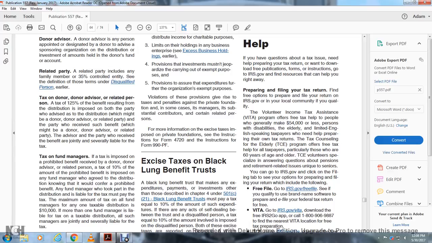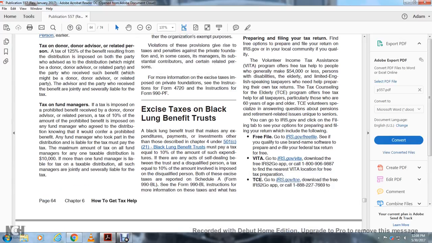Tax on donor advisors and related persons. A tax of 125% of the benefit resulting from the distribution is imposed on both the donor advisor or related party who received the benefit, and the party who advised the distribution. The donor advisor, the related party, and the party who received the benefit are jointly and severally liable for the tax.